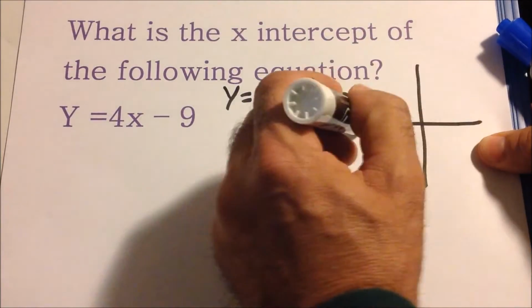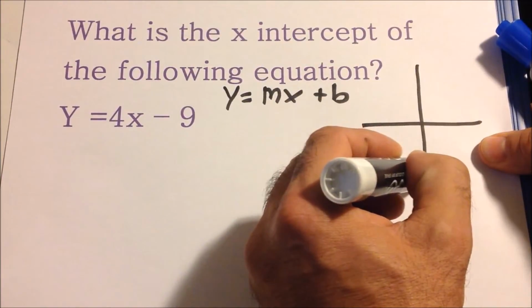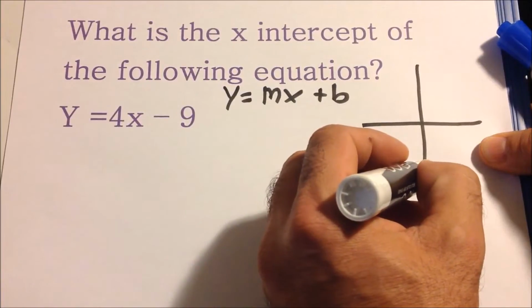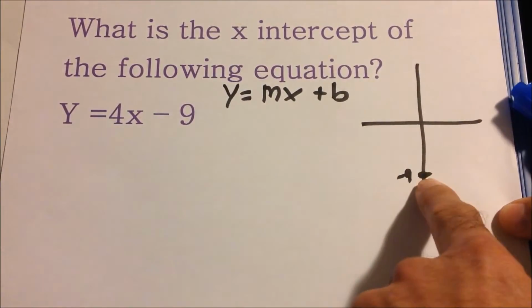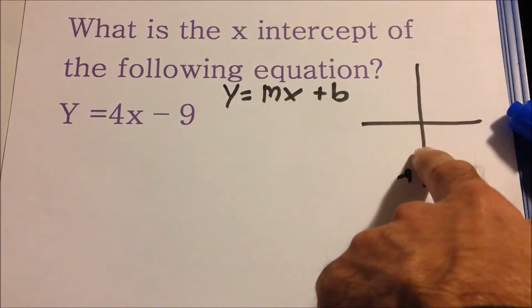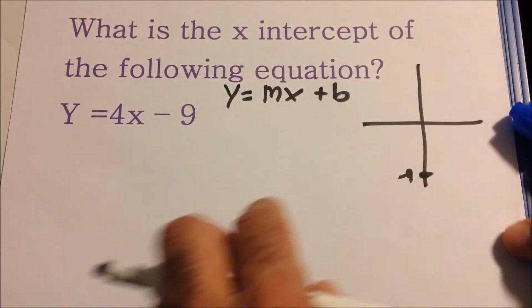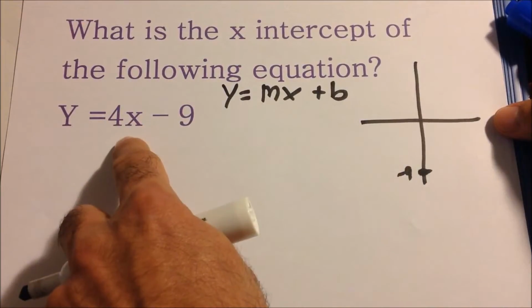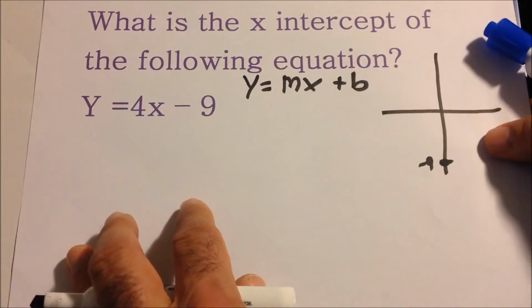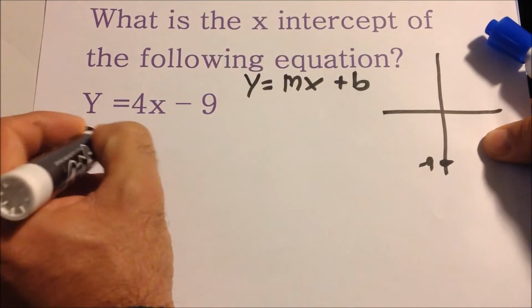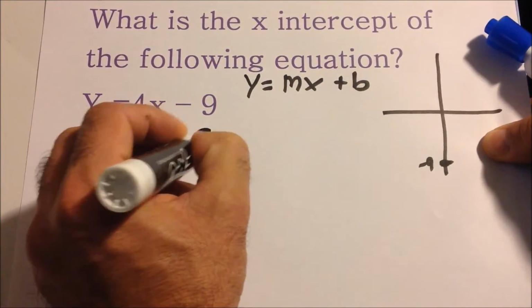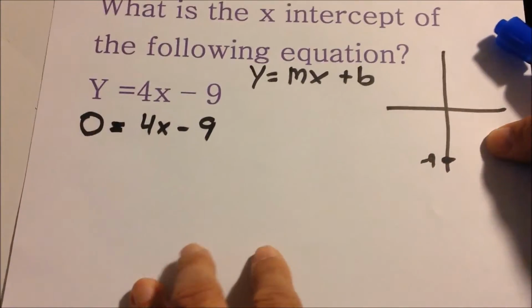So if we did a rough graph of this, it crosses the y at -9. If that was -9, that's where it's crossing the y. It's going up 4 and over 1 each time. That's what the slope says. So let's find what the x-intercept is. Remember, make y 0. That's all you have to do, make y 0.